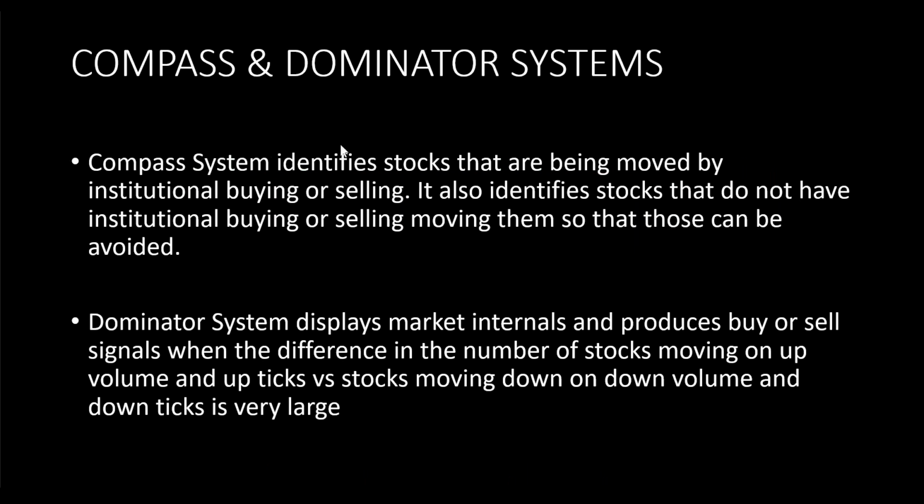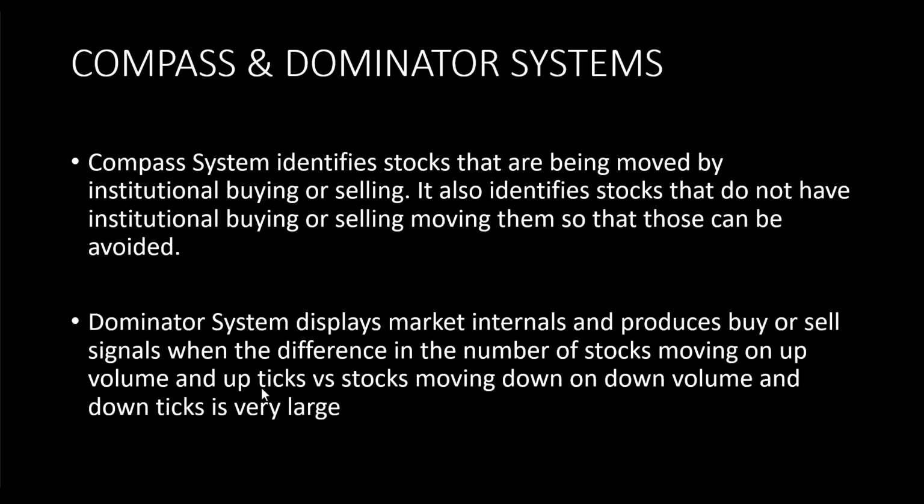All right, so the Compass system is identifying stocks that are being moved by institutional buying or selling. It also identifies stocks that did not have institutional buying or selling moving them, so they can be avoided. And that's really important. Listen, staying out of a trade is a lot of times more important than having a winning trade. If you can avoid the losers, it's going to make a huge difference in your ROI and in your profitability.